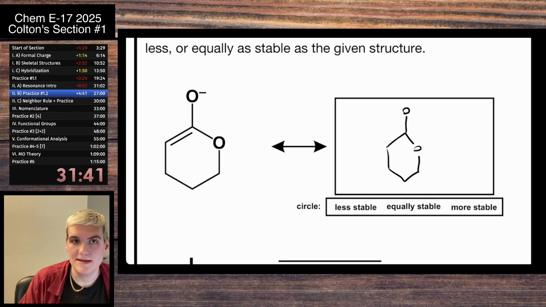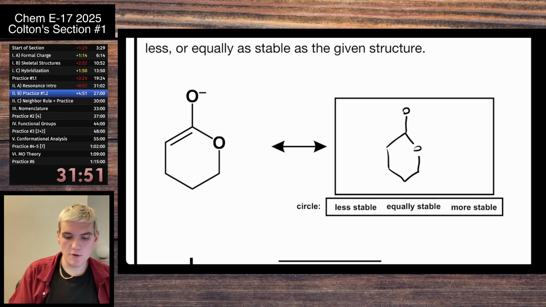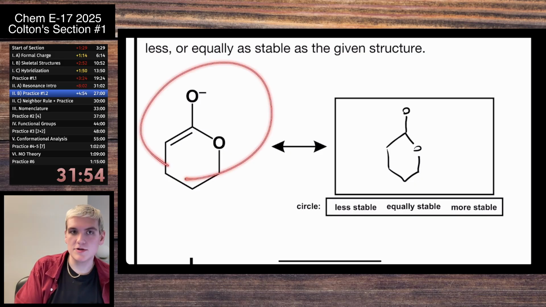But then when I'm thinking about doing resonance and doing my curved arrows, we need to have a source of electrons. The electrons need to start somewhere. So where is there the most buildup of electrons on this molecule?